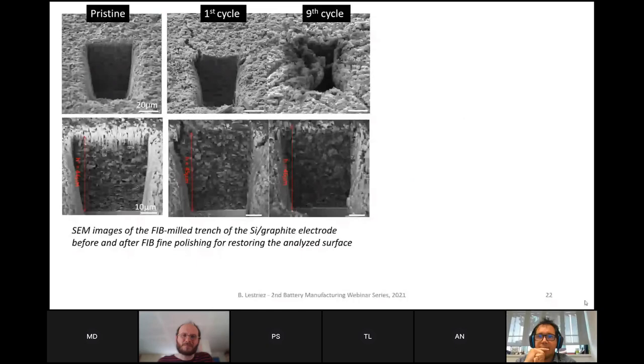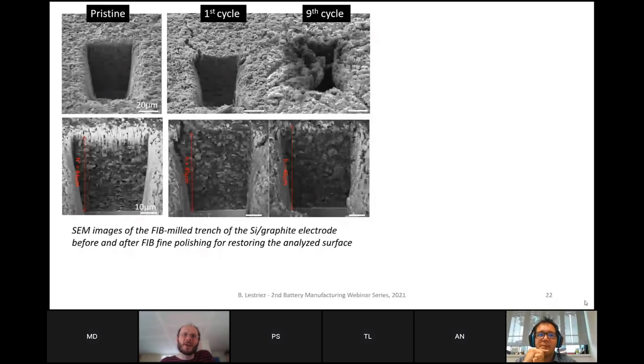Next. So you see on the top of the slide the images of the cavities, the pristine electrode with a zoom behind, the first cycle electrode. You see that there is a deformation of the trench walls. And the cavity after 9 cycles, where you can see that the walls have collapsed inside the cavity.